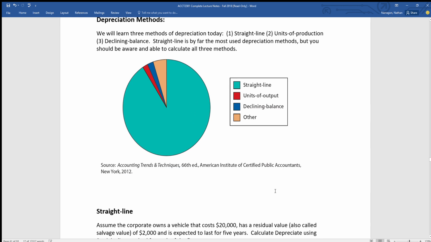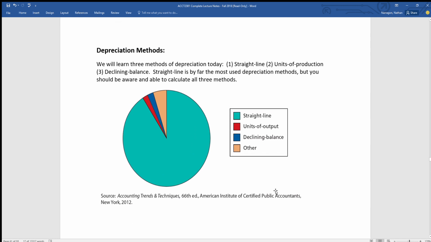So, under accounting, this is a pie chart from back in 2012, which seems really long ago now. But usually the trend stays the same. Not much changes because, again, businesses are just like us. Once we get set in our ways, it's really hard for us to change.